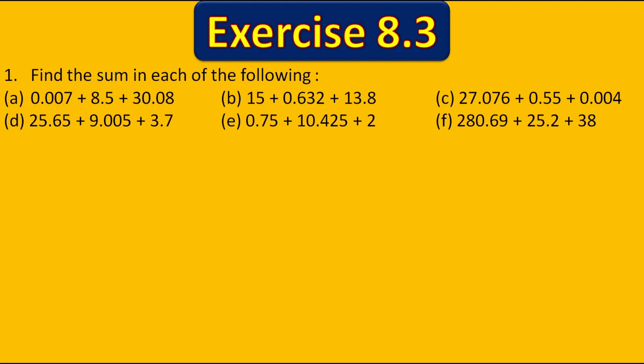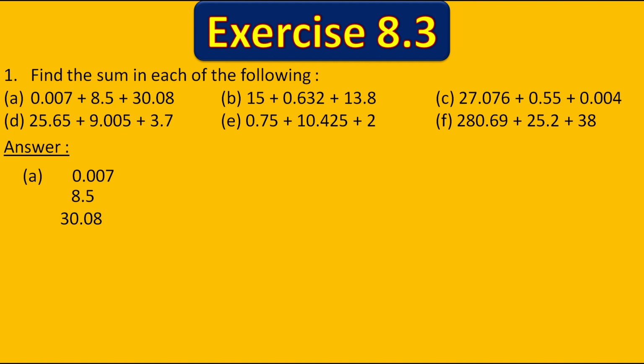Here this is the first one. 0.007, 8.5, 30.08. Okay. Now here you have to remember that the decimal point should come one below the other. That way you have to arrange the numbers. See here. I have written here 0.007 and this decimal point is coming below this one and this one is also coming below that. Okay, like that way you have to arrange so that the ones place digits will come one below the other, tens place will come one below the other, and same way after decimal points also will come one below the other.